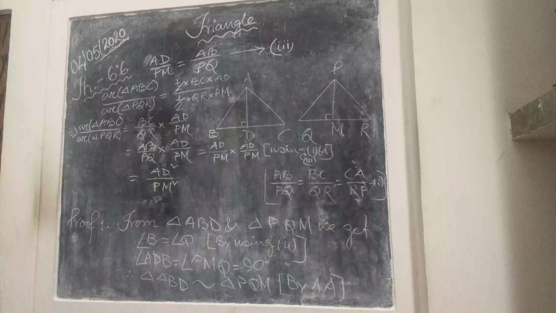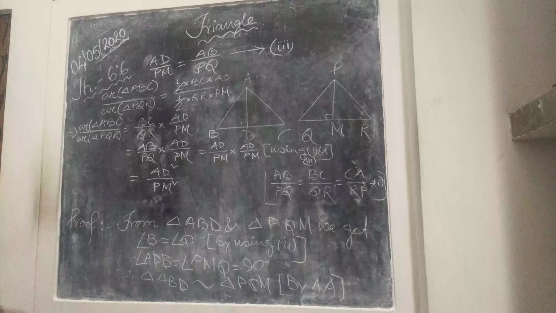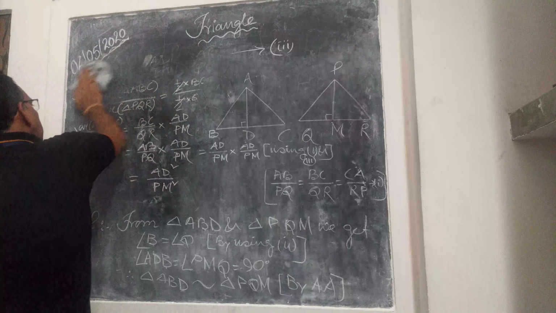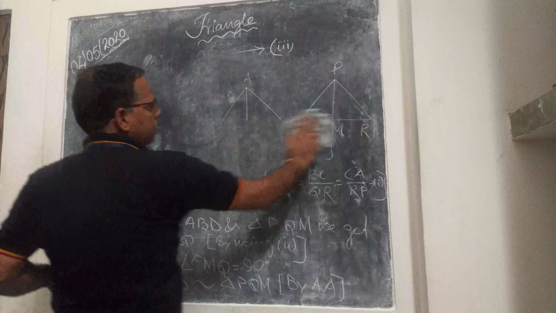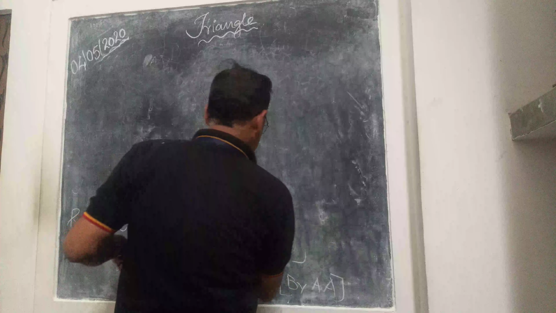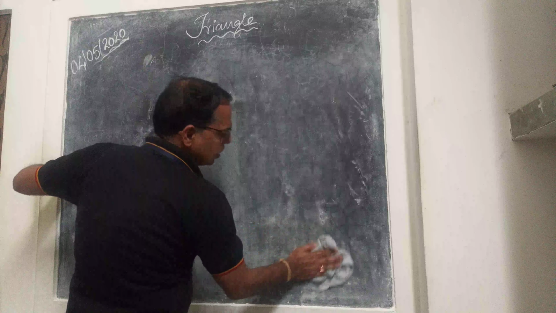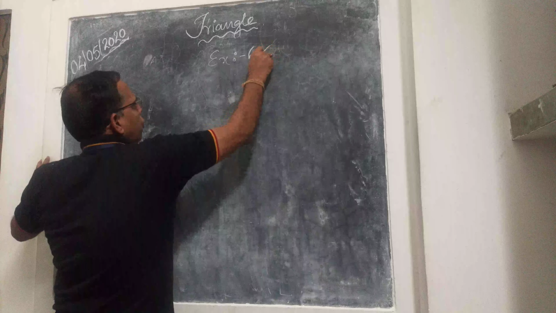Now we will go to exercise 6.4. Please go through the question. The first question gives the areas of two similar triangles, and the altitude is also given, and you have to find the missing quantity. What is the missing quantity here? The missing one is BC.